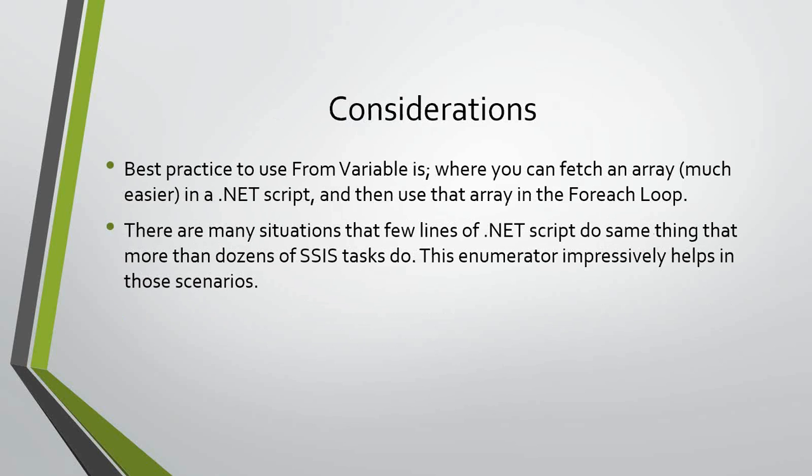This is a very good scenario for using from variable, when you can do some part of your task in a .NET script. Sometimes you can use a .NET script to remove a list of SSIS tasks with just a few lines of .NET script, and then you can have a structure like the from variable enumerator.